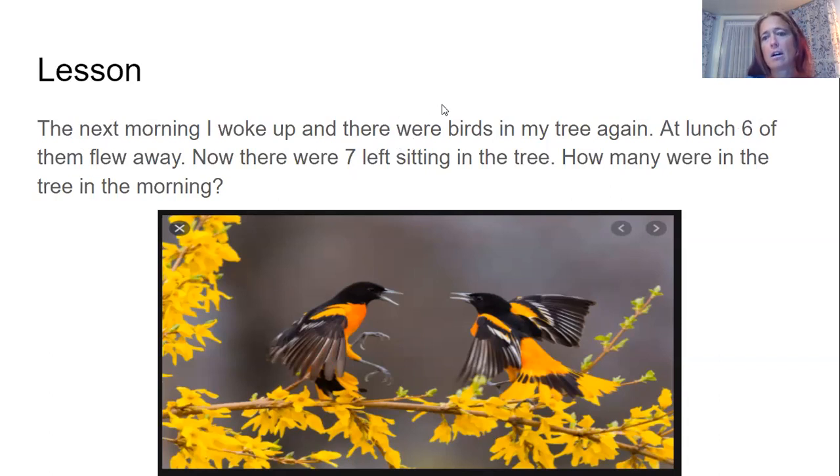So let's create our equation. And to do that, I need to pull up my whiteboard. All right, so like I said, our unknown is how many birds were in the tree to begin with. And we know that there were 6 that flew away. So I'm subtracting because the birds left the tree, okay? Whereas in the past I was adding because the birds were coming to the tree. Now I'm subtracting because they have left.